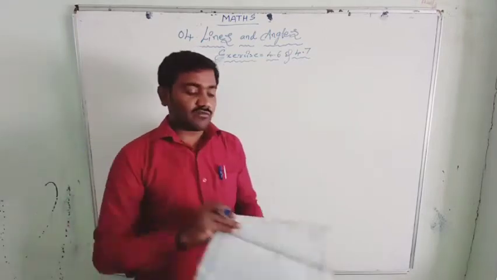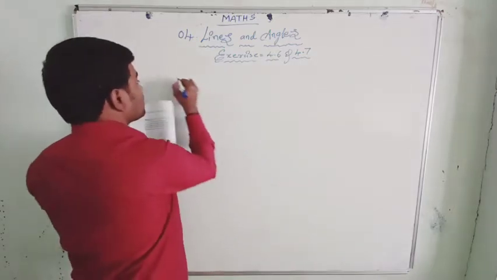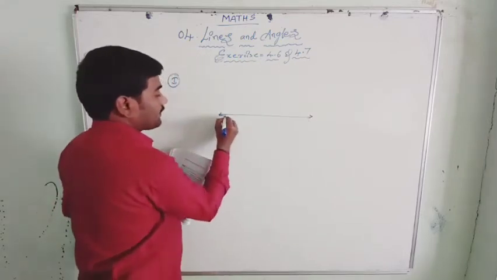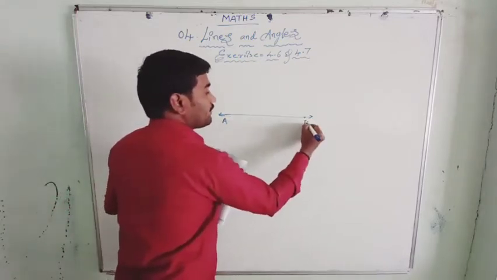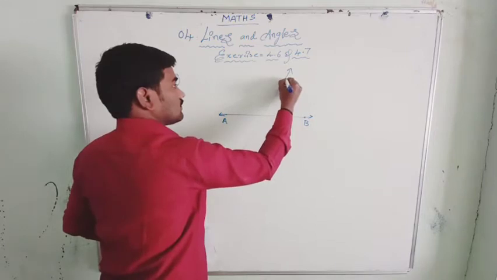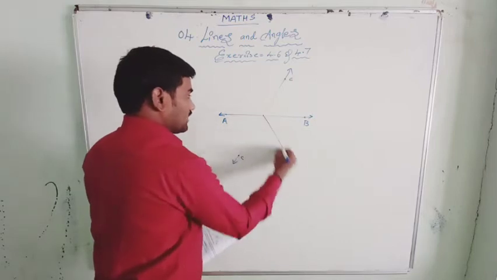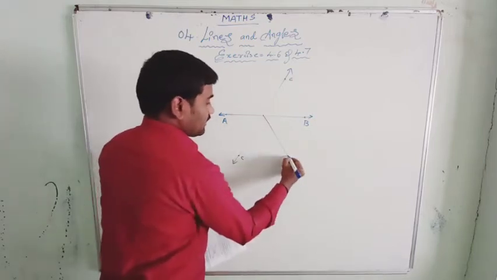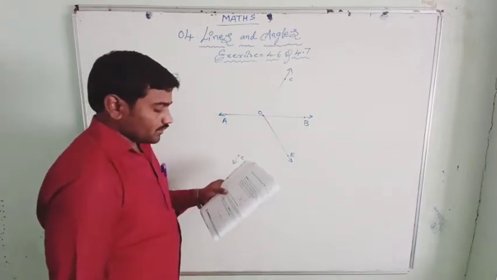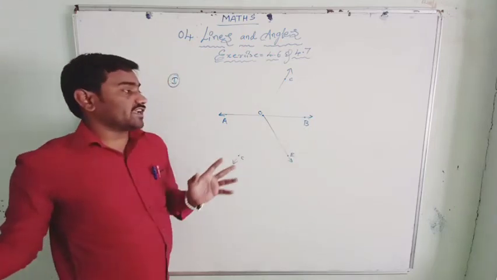So let's start the problems from 4.6 first. Here they have given one picture in the first question. There is a line AB, A and B, and there is a line CD, C and D, and there is one more line here, that is E. So all these lines are intersecting at O. Name the pair of vertically opposite angles in the figure. What are the vertically opposite angles in this figure?